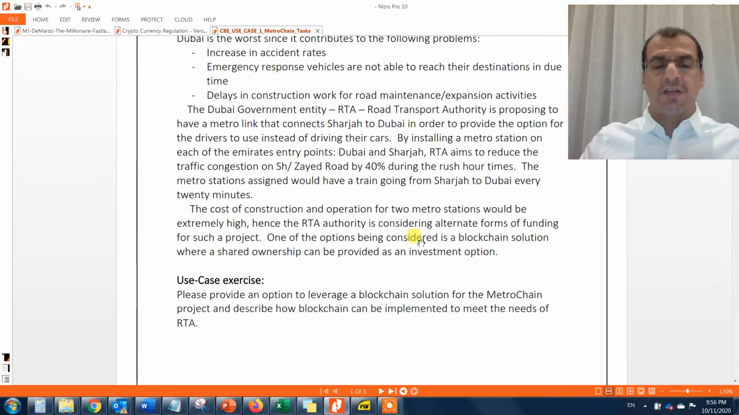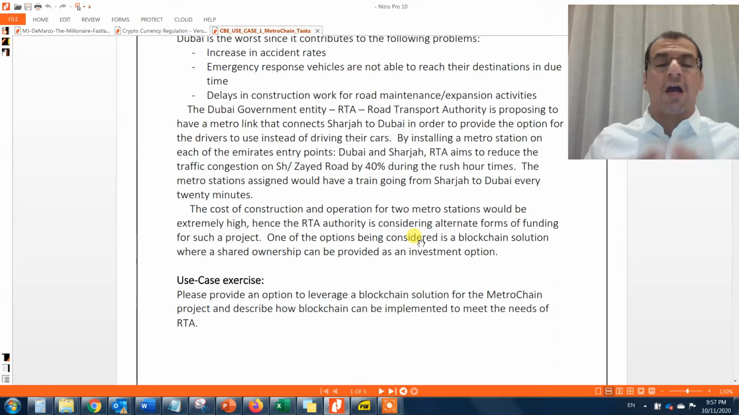So basically, here's a scenario. Obviously, you guys can research this. Building the Dubai Metro costs about $7 billion and they have multiple stations. So you can only imagine constructing one single metro station in Dubai is probably about 20, 30, maybe $40 million, right? So the cost of infrastructure is huge. And of course, with the government being strapped for funding, now they're looking at alternative forms of funding to be able to build this.